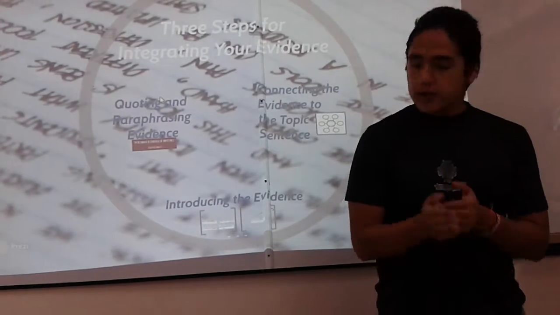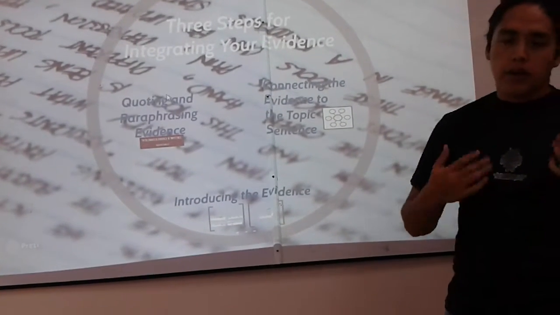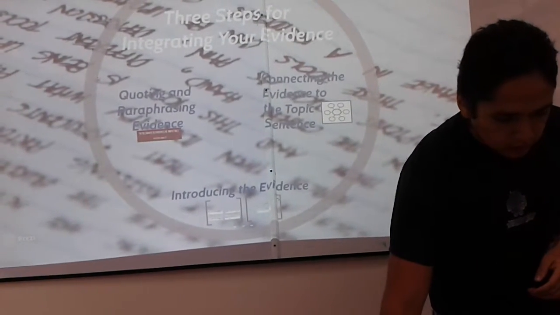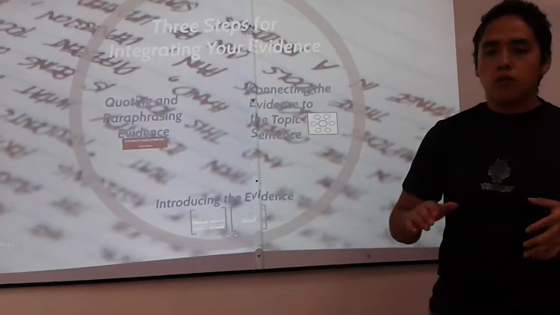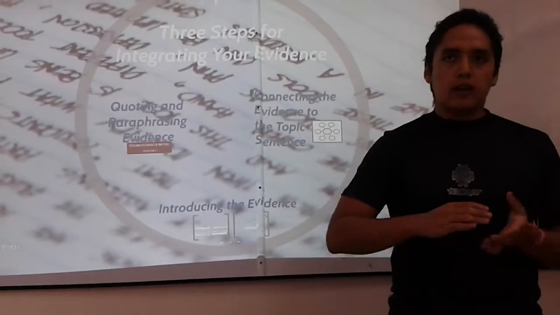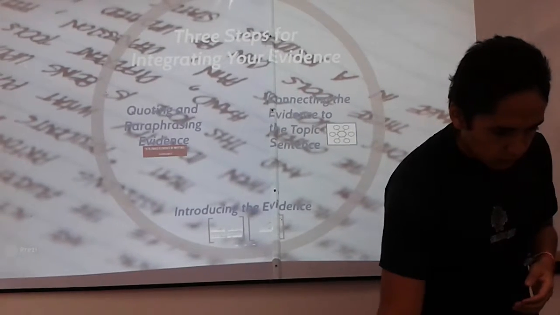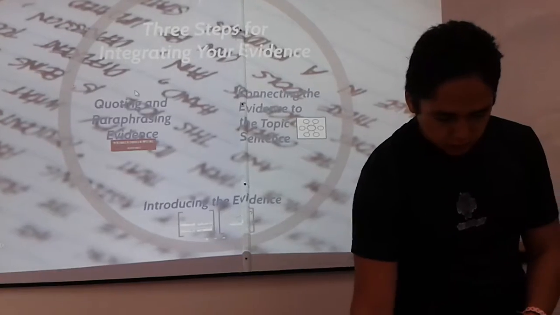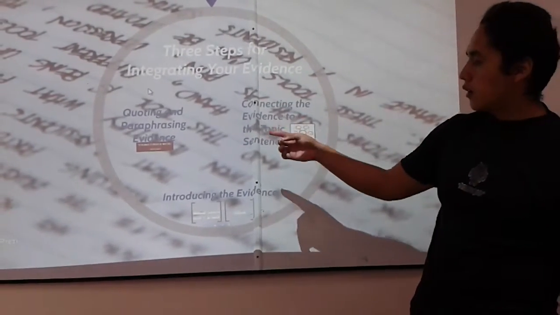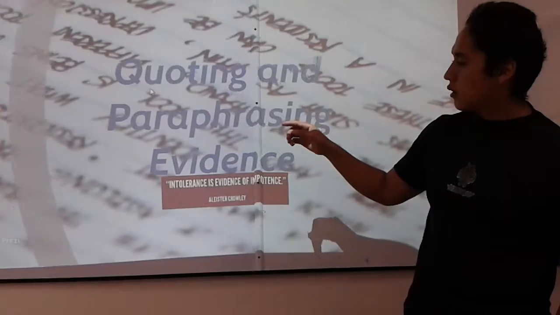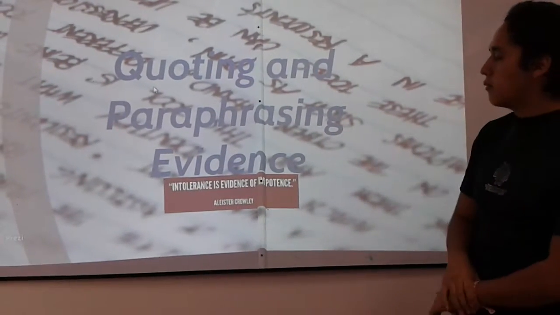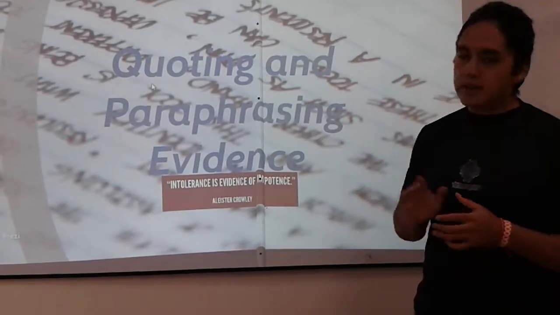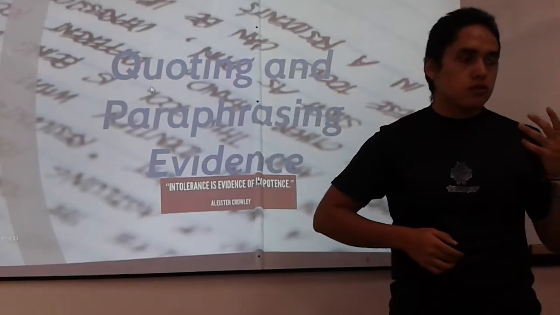Then we have three steps to integrate our evidence. This is an important step because this is what is going to give validation to the paper. First, we have to know how to quote and paraphrase the evidence. If we don't quote and paraphrase the evidence well, maybe we are going to commit plagiarism.